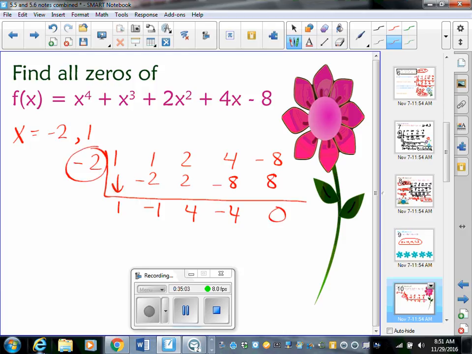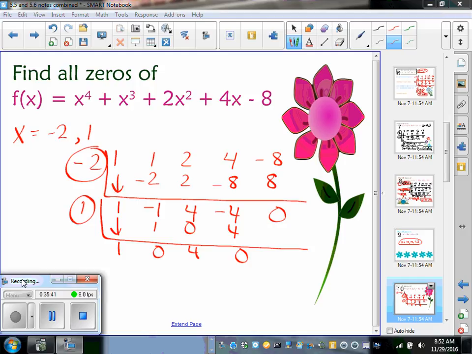So we know negative 2 works. You get 0 for a remainder. Then what do I do? Well, if you run into it and it doesn't give you 0 for remainder, one of two things just happened. Either 1, you messed up your synthetic, or 2, it's really not an answer. So that happens. All right, so we use synthetic again with the 1. So 1, 0, 0, 4, 4, 0. So we know 1 works.